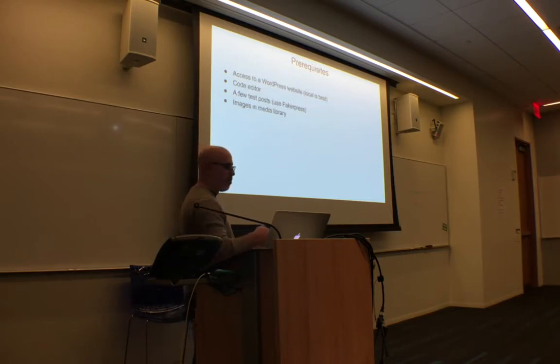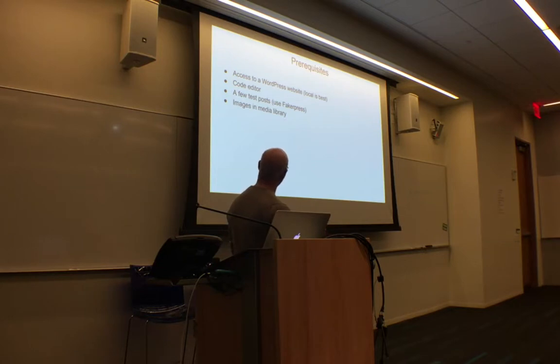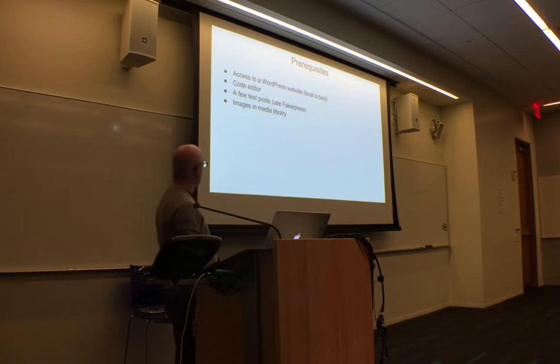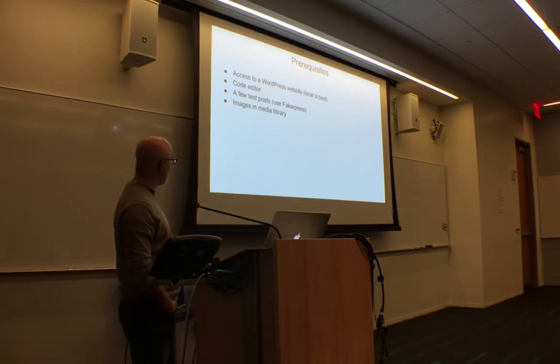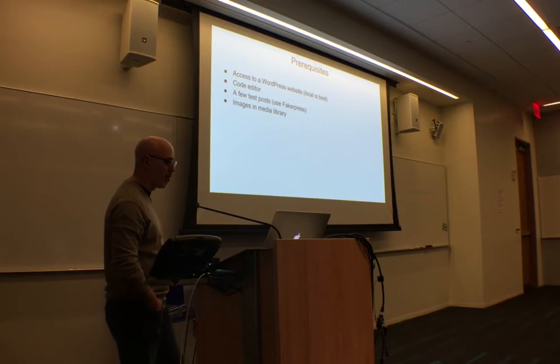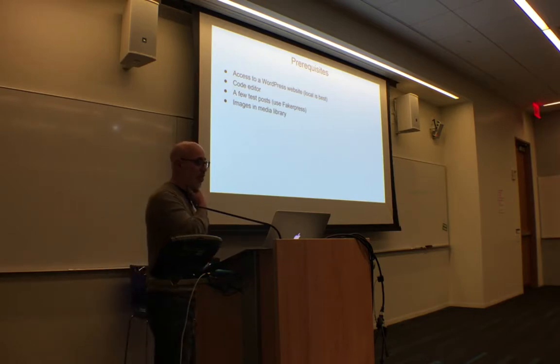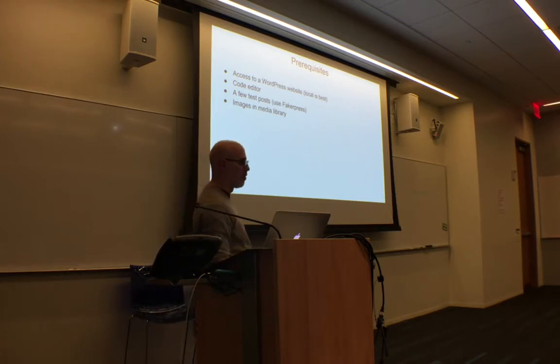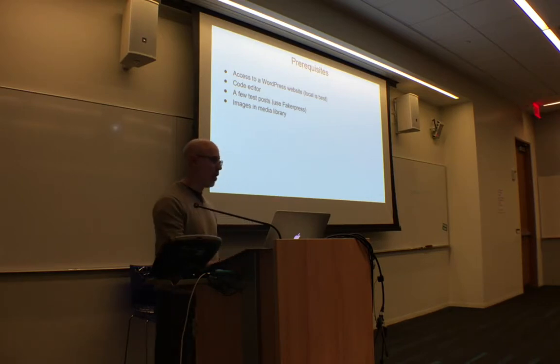So these are the prerequisites. If you have a WordPress website on your local machine, that'd be great. If you have a code editor, that'd be even better. I don't know if we're going to need a few test posts or images, but if we do, there's a great plugin called FakerPress. With a few clicks, it loads some fake data onto your site: posts, images, users, taxonomies. It's very cool, and it works very well when you're developing new stuff.